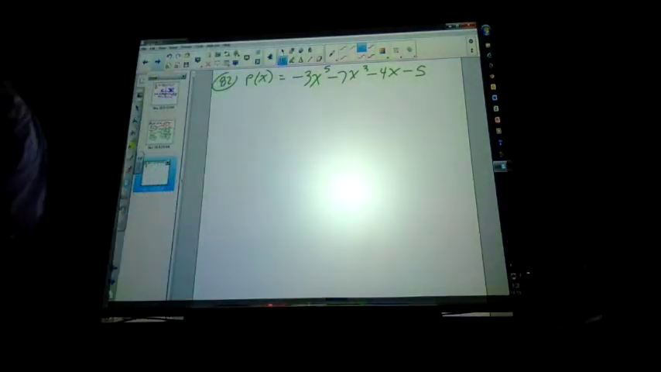Okay, first question. Does this cross at 0, 0? No. Why not? Because there's not an x that you can factor out. There's not a greatest common factor of x.